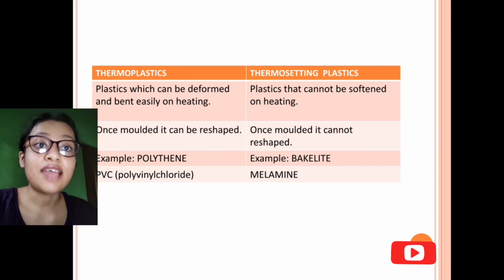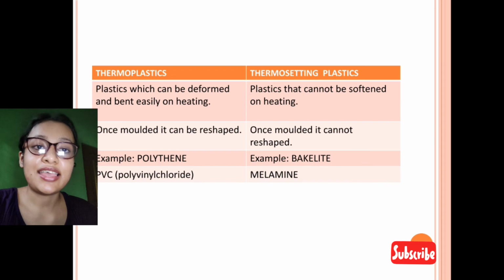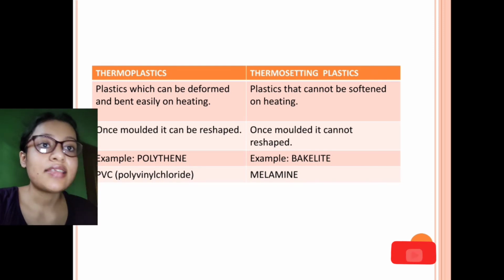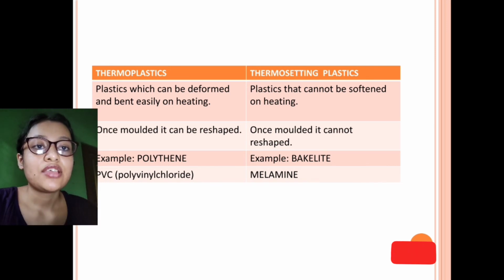But in thermoplastics, once it is molded, it can be reshaped, meaning we can change the shape again and again. Some examples of thermoplastics are polythene and PVC, that is polyvinyl chloride, and thermosetting plastics are bakelite and melamine. So these are the two types of plastic: thermoplastics and thermosetting plastics.